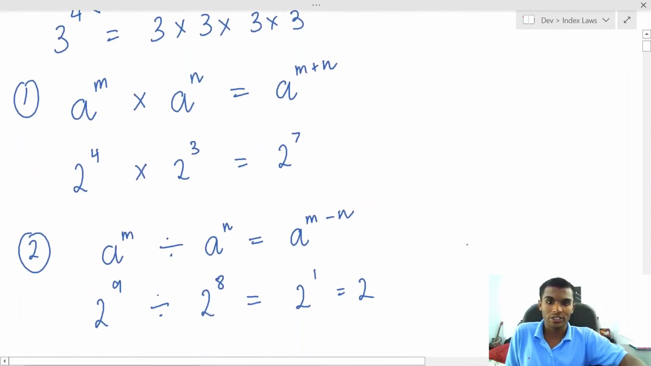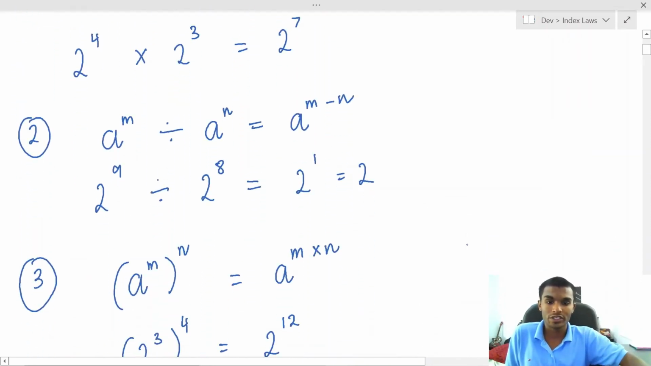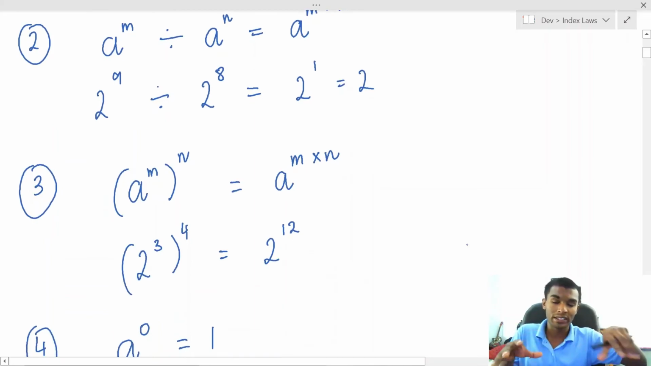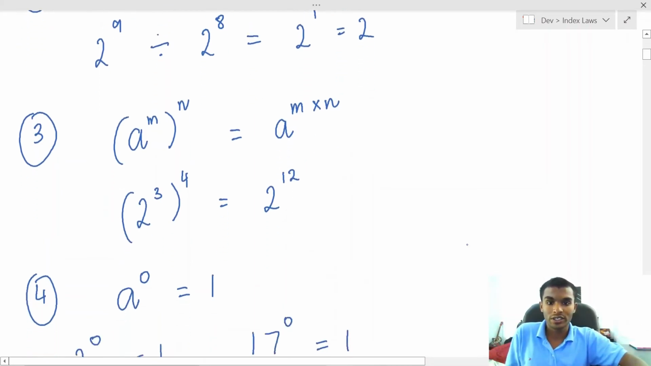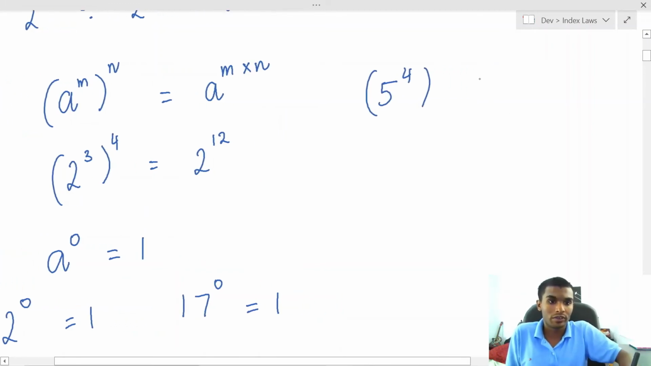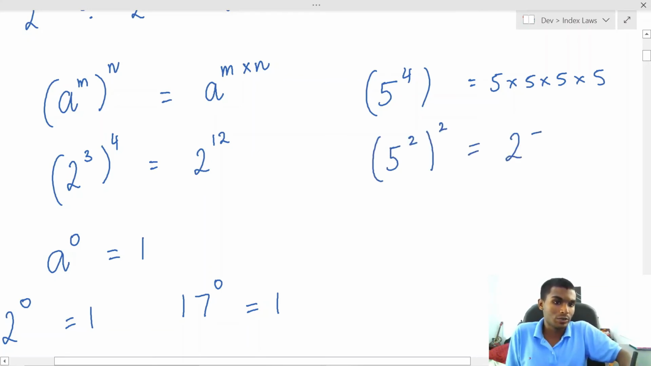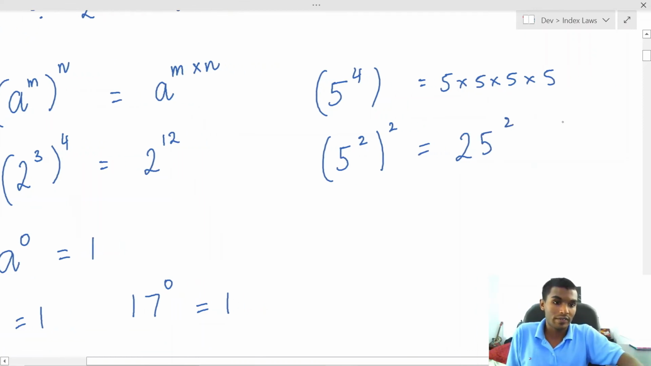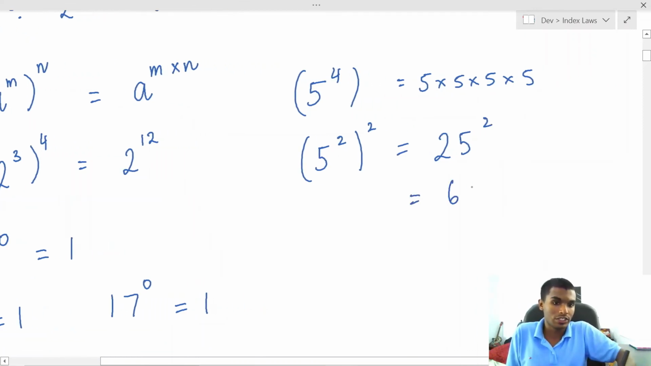Now, as for application, you'll have to know these for questions, but there are a lot of ways you can manipulate the index laws to use to your advantage. An example is, let's say, the third index law. Let's say you've been asked a question like 5 to the power of 4. Now, you can do this by doing, obviously, 5 times 5 times 5 times 5, but that takes too long. It's a lot quicker if we can split this into 5 to the power of 2 to the power of 2, which is then 25 squared. And then you can use the 5 squares trick to get the answer, which is just 625.